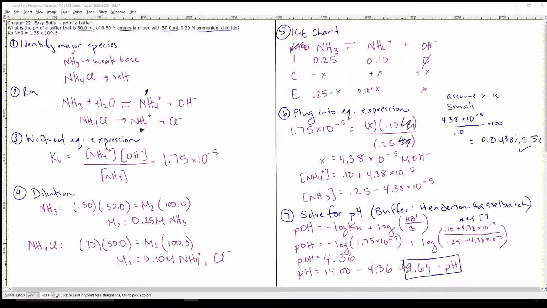So that's how you'd solve a buffer problem. You would write out an equilibrium expression, do the dilution, use the ICE chart to figure out the concentrations that you can then use to solve for x using the equilibrium expression, which you can then use to solve for concentrations, which you can then use in the Henderson-Hasselbalch equation to solve for pOH or pH.